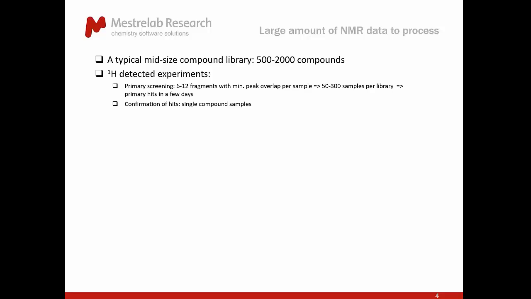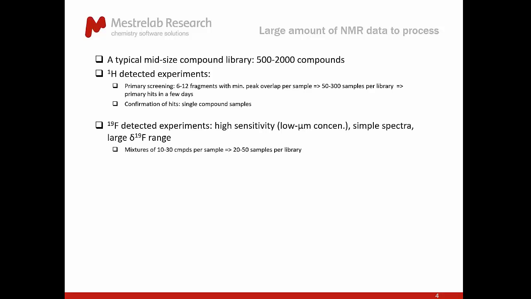When you do the confirmation of the hits, usually you take single compound samples to validate your deconvolution results. That's, again, more spectra. Fluorine detect experiments are usually of high sensitivity, and the spectra are simpler. You have just one peak there. You have a larger chemical shift dispersion range, so it has also become hot. Typically, you have 10 to 30 compounds per sample, and it comes to 20 to 50 samples per library. And again, that's a lot of spectra to analyze.